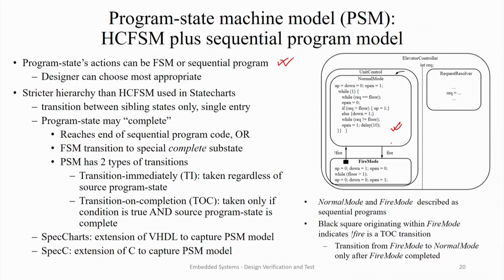So, between sibling states, that means suppose you have unit control, a composite state within which the sibling states are normal mode and fire mode. These are two sibling states. So, now transitions can happen only within these sibling states. Transition cannot happen between non-sibling states.